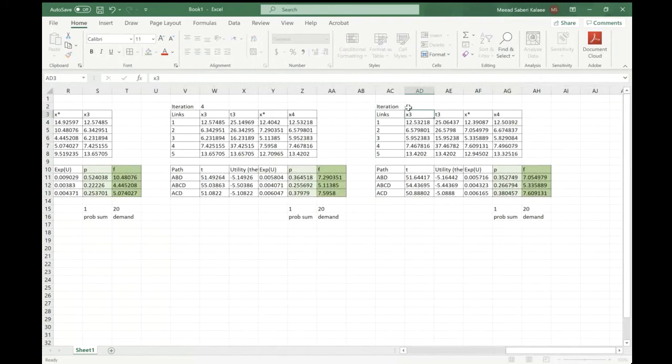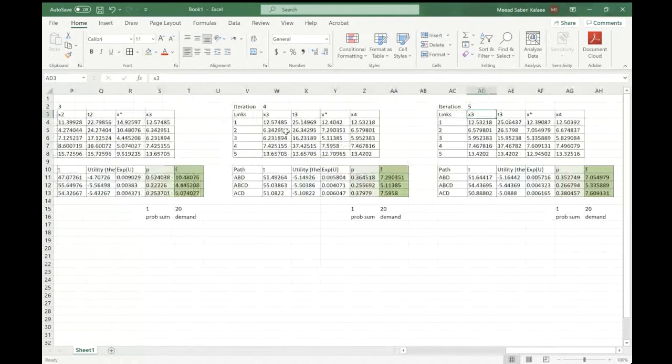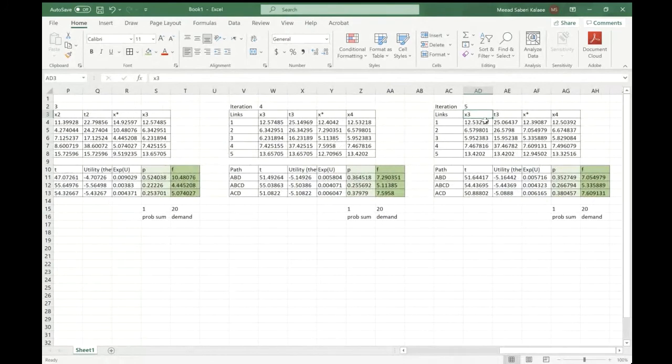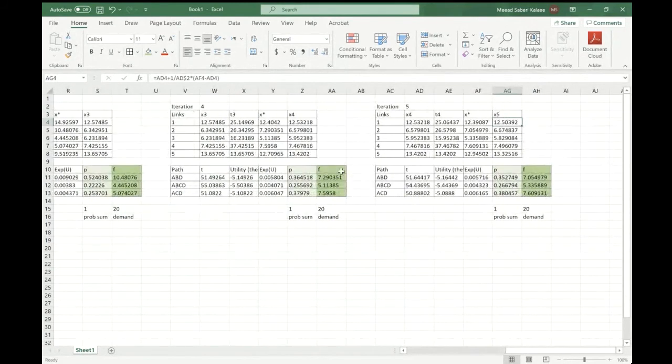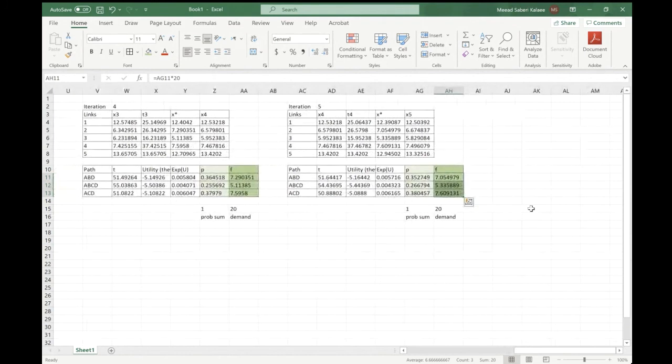So let's do iteration 5. Sorry, I didn't fix, did I fix this? Yes. So this would be iteration 5. So this is X4, T4, X star, and then X5. So I get X5 values. And yeah, gradually look at the path flows. Path flows are gradually kind of stabilizing a little bit. So that means we're almost getting to the convergence point. We're converging to the equilibrium point, sorry.